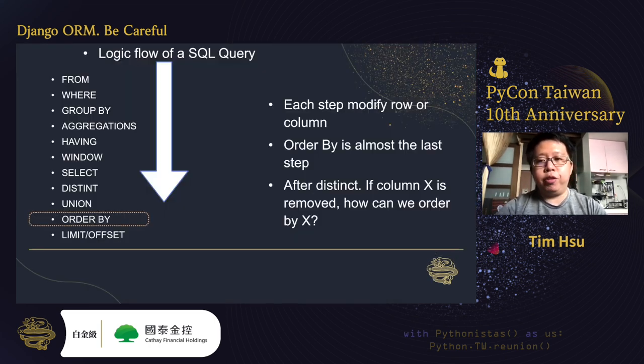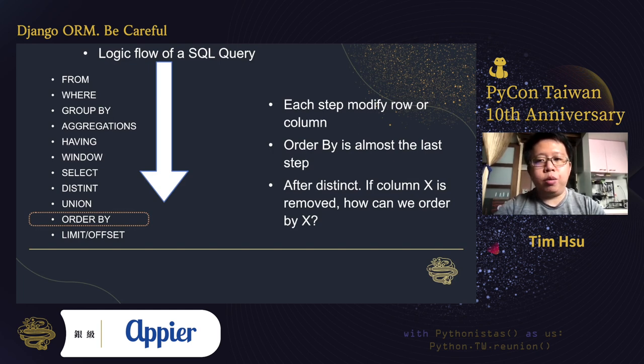Think of the logical flow of a SQL query. The flow is from top to bottom. When you execute a SQL query, data is first loaded by the from keyword, filtered by where, and aggregate functions are applied to group the data. After the data is almost ready, columns are filtered and duplicated rows are removed by distinct. The final step is order by. If we want to sort by column X, then column X should be kept. That's why the database doesn't allow ordering by a field that didn't appear before.